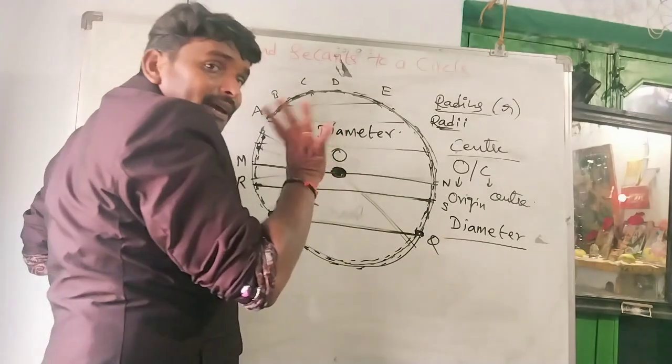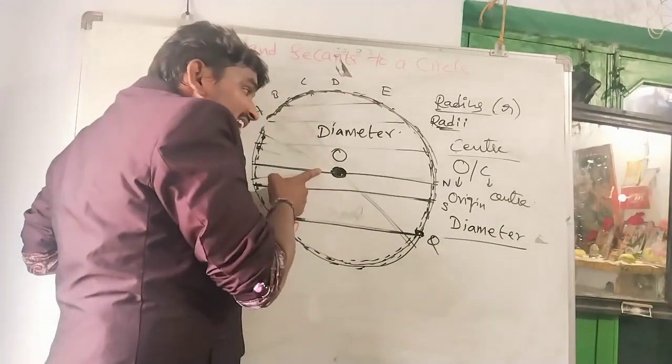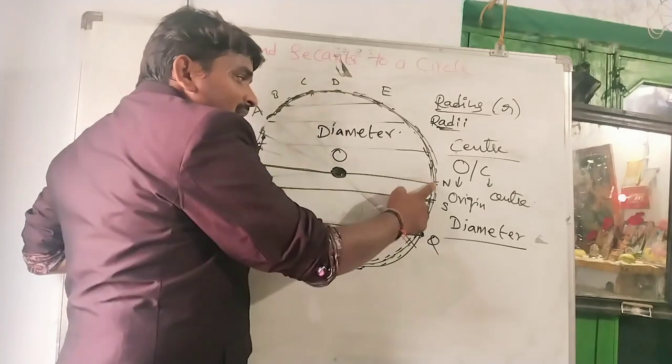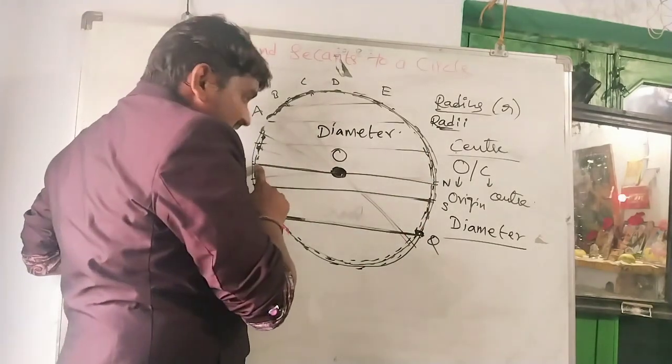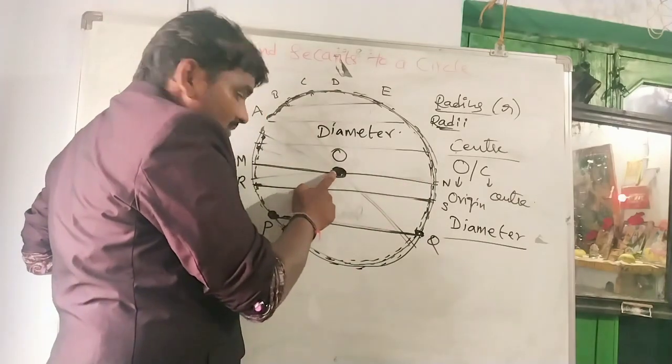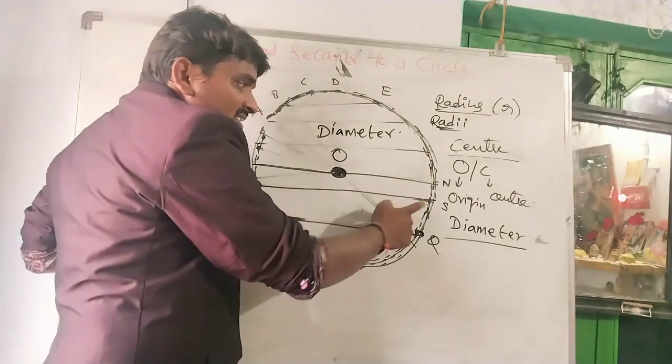Every chord is not a diameter, but every diameter is a chord. Did you get my point? What is MN? Diameter, because it is a chord passing through the center of the circle. Then what about RS? RS is not a diameter.